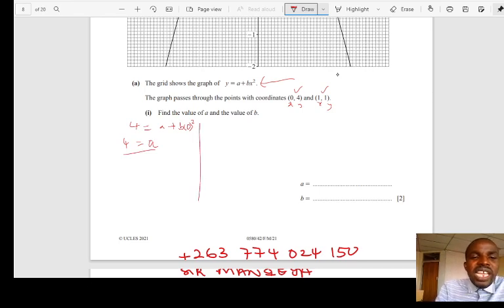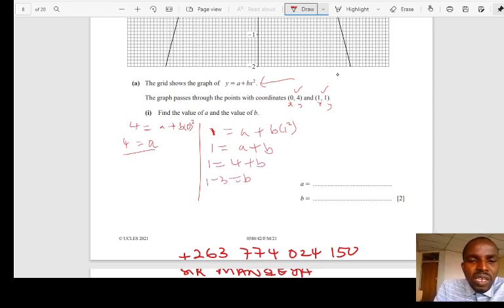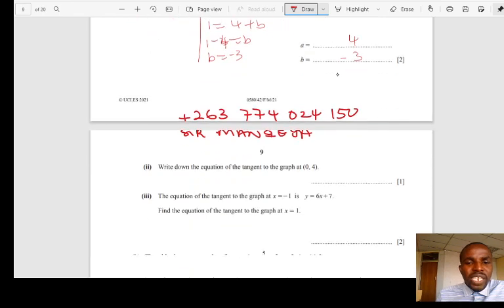Right away. Then for b, you can substitute 1, 1. Where there is y, you put 1. a plus b, where there is x, you put 1 squared. It will be 1 is equal to a plus b. Then we found a to be 4. So it will be 1 is equal to 4 plus b. So your b is equal to 1 minus 4. b is equal to minus 3. So b is minus 3, a is 4. Like this. Done. Next question.